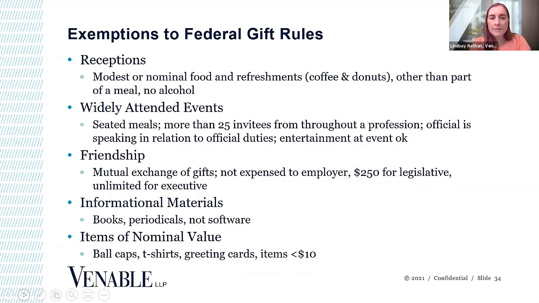For informational materials, you can give books or periodicals, but you can't give gifts of software. And then there are, of course, exceptions for items of nominal value, which include things like ball caps, t-shirts, greeting cards, and items that are under $10. For items of nominal value, there are very specific rules about that as well. So, obviously you want to make sure that this is something that you pay close attention to.